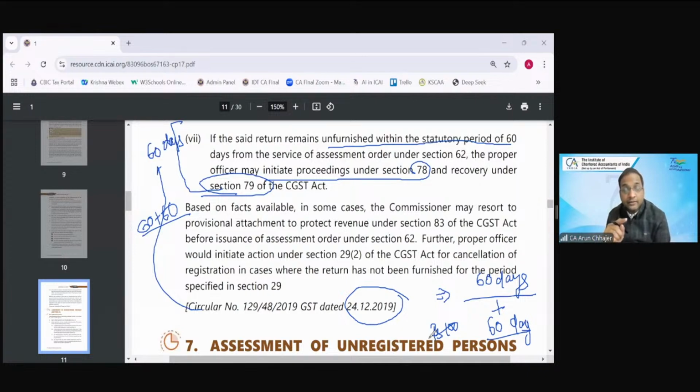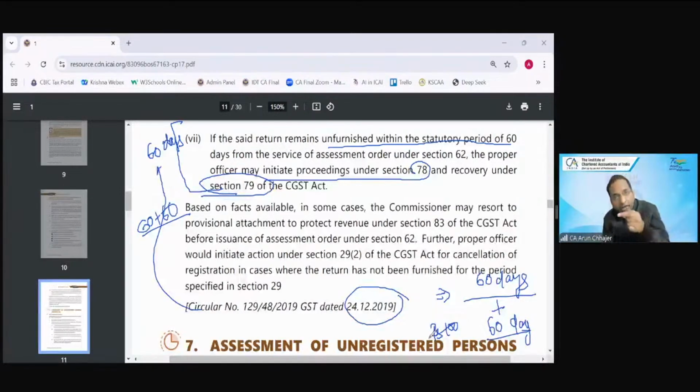क्या मतलब? Now the circular, whatever you are finding, the language is given by the circular only. So you will find only 60 days and after that recovery will be initiated. But अगर अभी मैं लॉ की बात करूं, then we have talked about 60 plus 60. तो सर वहां पे 60 plus 60, यहाँ पे 60, ऐसा क्यों?